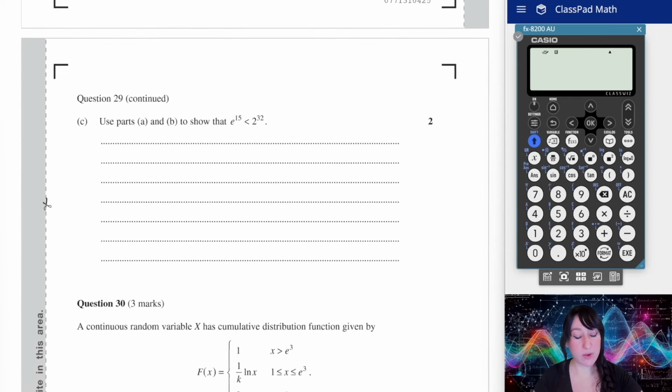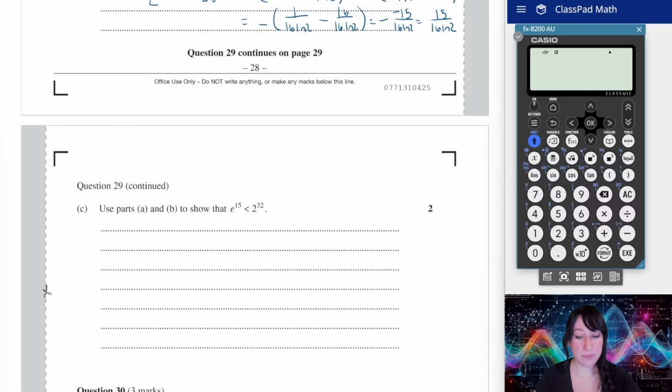We can say that the area under the curve that we found in part B, which was 15 over 16 ln 2, would have to be less than the sum of the areas of all the rectangles, which we found to equal 2. Now we just need to do some rearranging on this. So we'll multiply by 16 ln 2.